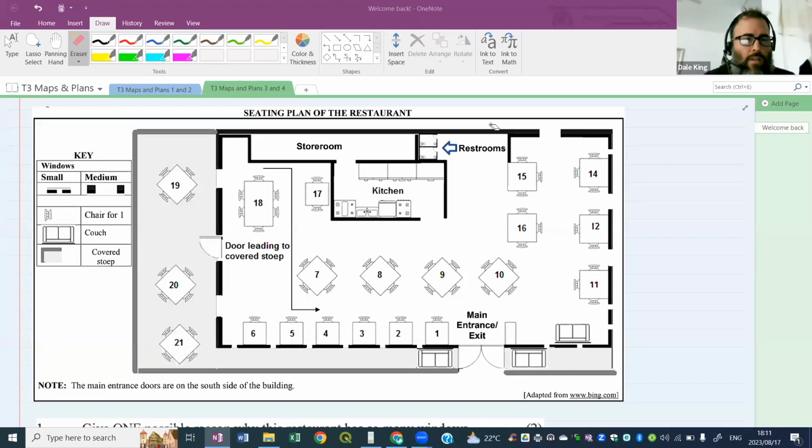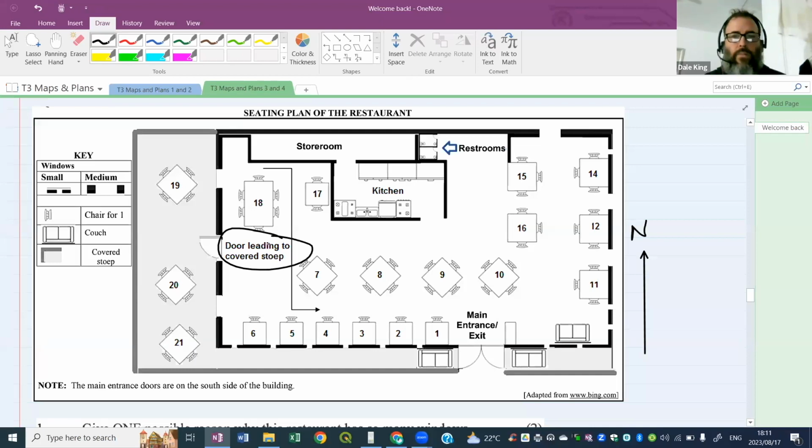At the bottom it says, note, the main entrance doors are on the south side of the building. I don't know if you noticed, but there was no north arrow in this diagram. But they mention here at the bottom that the main entrance is on the south side, which means this arrow is good to point north. So I'll put the arrow in there just in case we need it. They must be telling us this note for a reason. They wouldn't just write it there for no reason. We've got a door leading to the covered stoep over there.